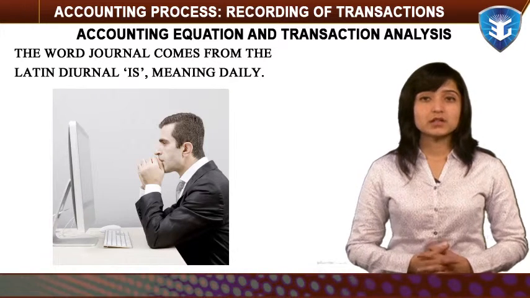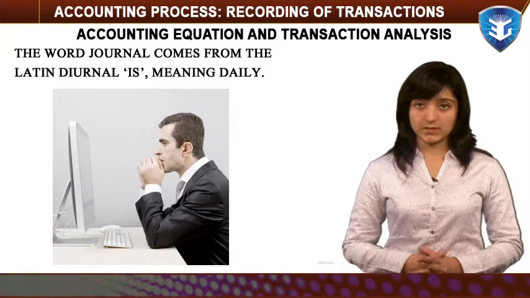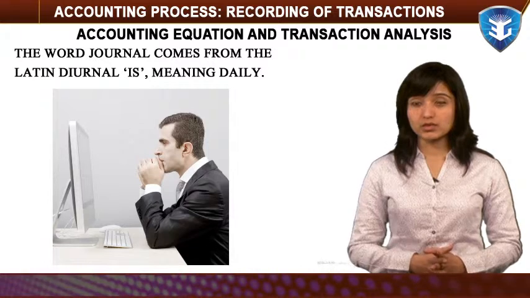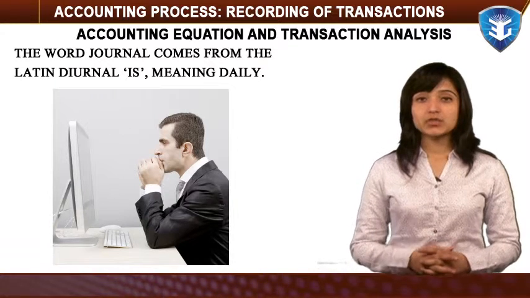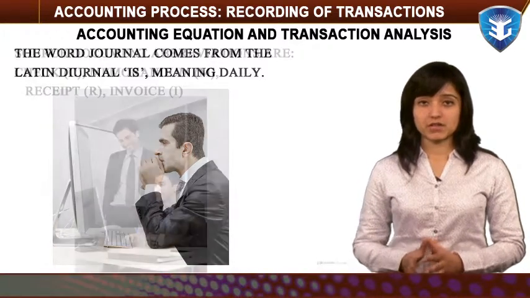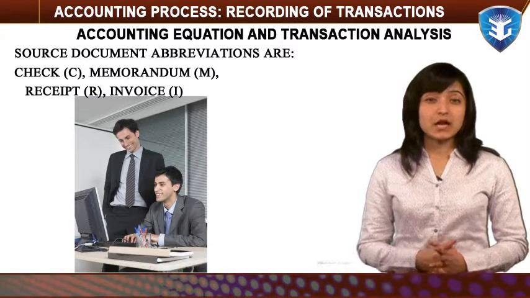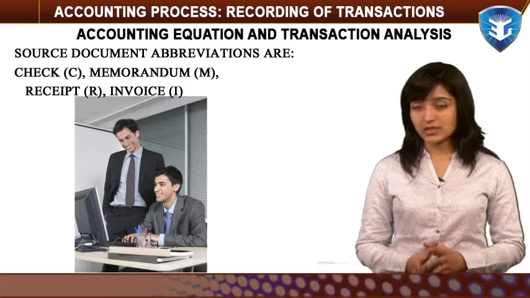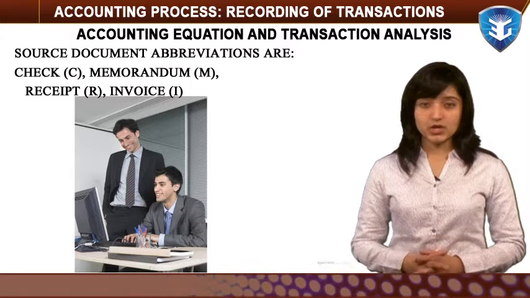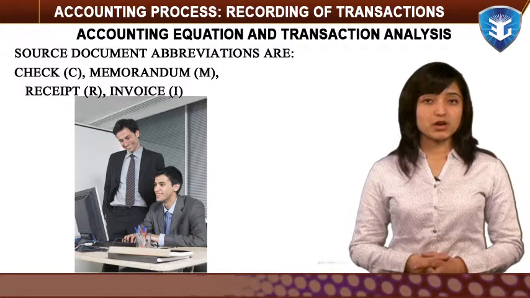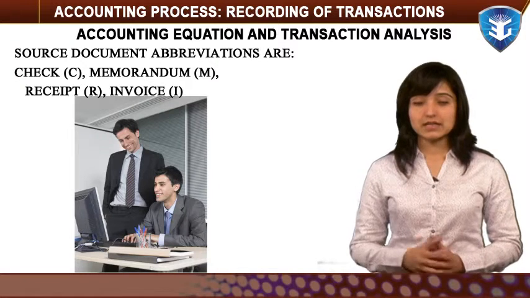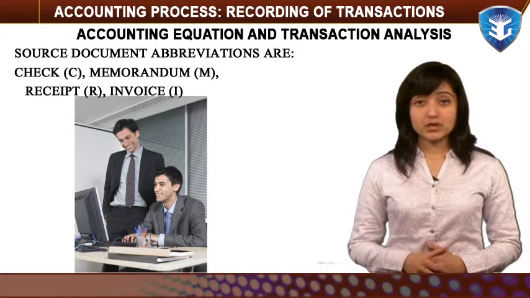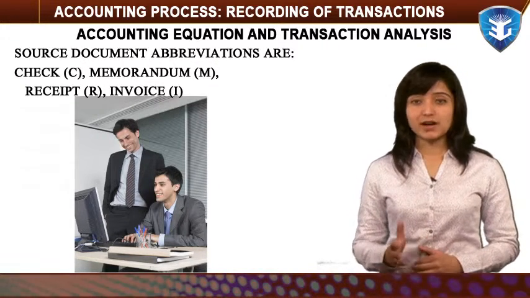Most businesses conduct transactions every day. To keep from getting overloaded, the businesses will make entries in their accounting journals every day. In order to journalize a transaction, you need to have the source document for that entry or a listing of transactions. Source document abbreviations are as follows: check C, memorandum M, receipt R, invoice I.